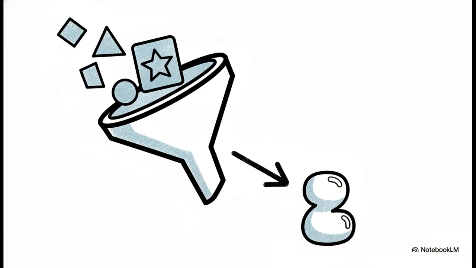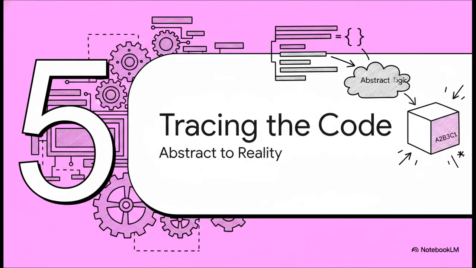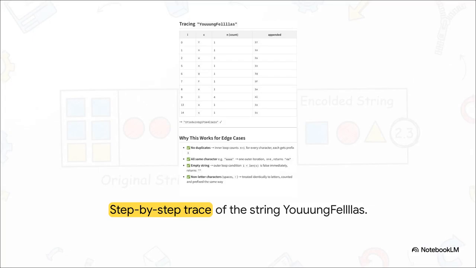Now, as the source material points out, this trick does assume our counts are single digits, from 1 to 9. But that works perfectly fine for typical run length inputs, where you don't have massive, endless blocks of the exact same character. Next up, section 5, tracing the code. And this brilliantly illustrates the algorithm in action.